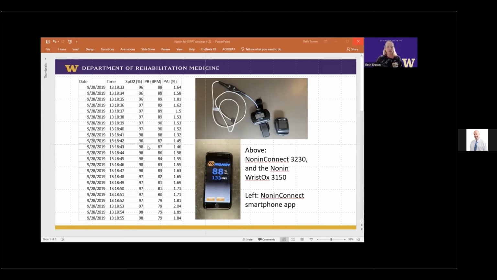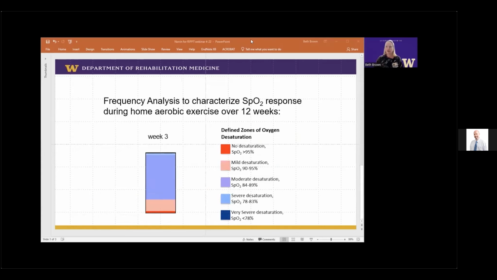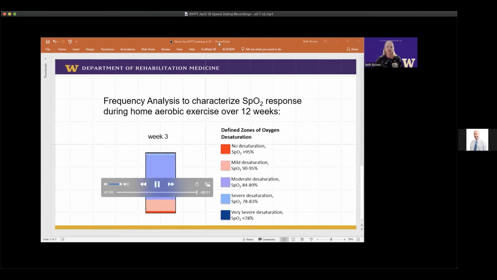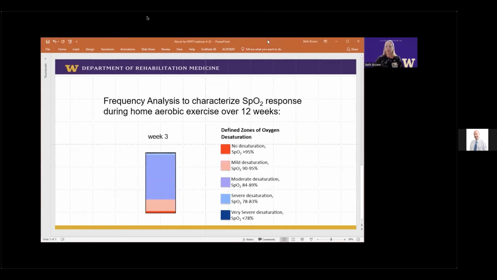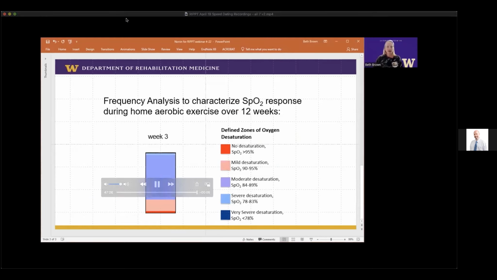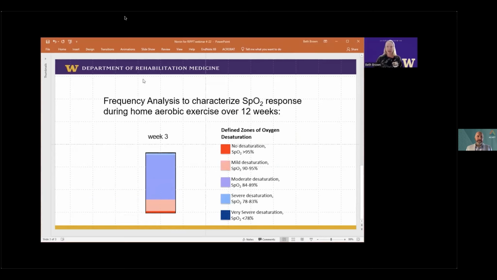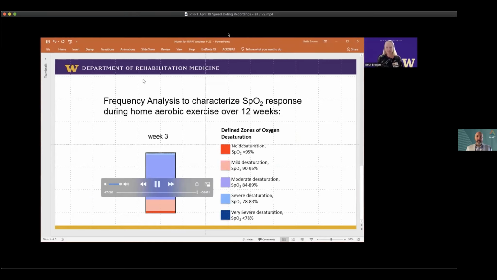But overall, this has been a really useful system for us to be able to study oxygen saturation as well as work with the remote monitoring piece, which is so important to the type of research that we're doing. All right, thank you. I'll be happy to answer questions when we have our panel discussion.